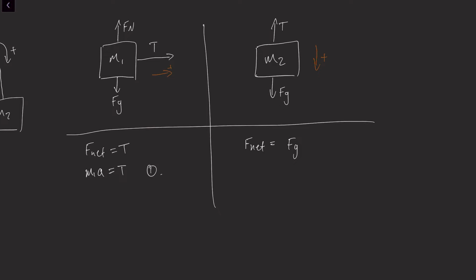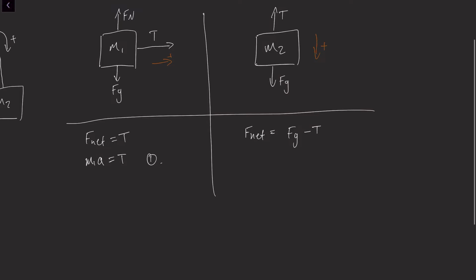So typically we'll go the positive direction minus the negative direction. So Fg minus the tension force is the net force. It's the difference between these two forces. So again, net force formula is mass times acceleration equals the force due to gravity minus T. The force due to gravity in this case is weight. So it is m2a equals m2g minus T. So this is our second equation now.